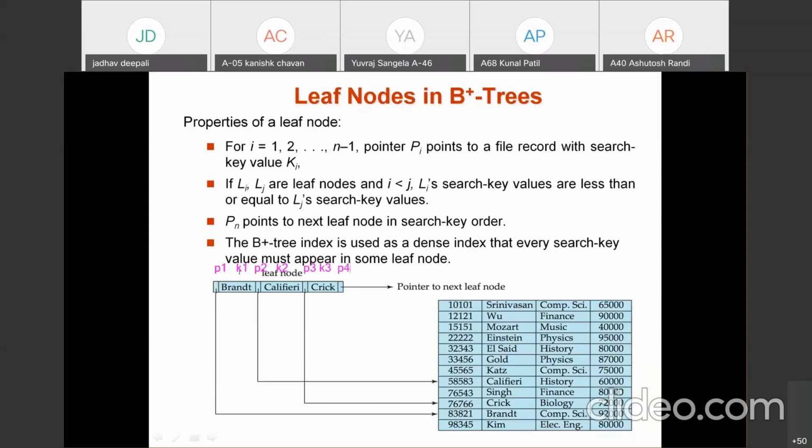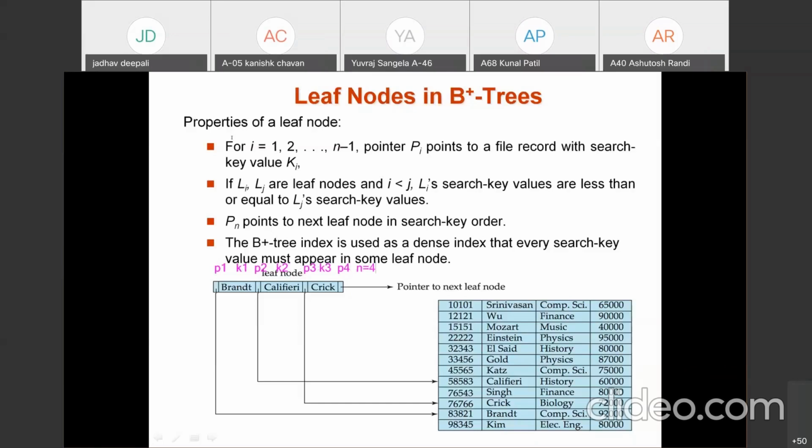So what is the value of n here? Anyone? Write it in the chat box. The value of n is equal to 4 here. Why? Because there are n pointers: P1, P2, P3 and P4. Therefore there are 4 pointers in this example, along with 3 search keys K1, K2 and K3.